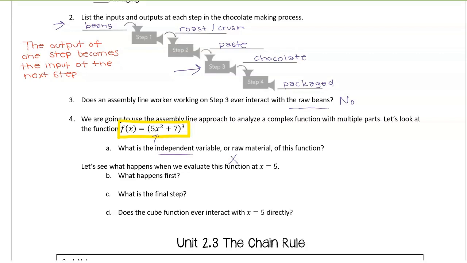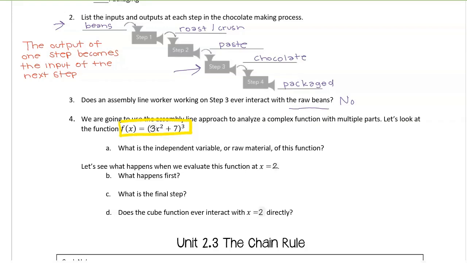Then what happens when we evaluate this function at x equals, I'm going to change this to 2. Since we're dealing with a cubed value, it gets very big very quickly. So what happens first? Well, first we're going to square the 2. So we are going to look at the function f of x equals 3x squared plus 7, and then that whole quantity will be cubed.